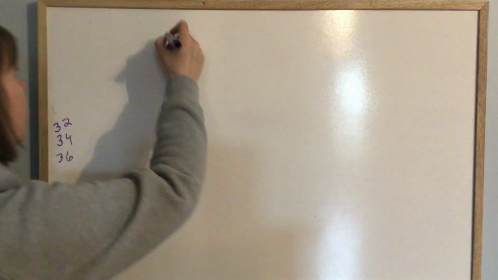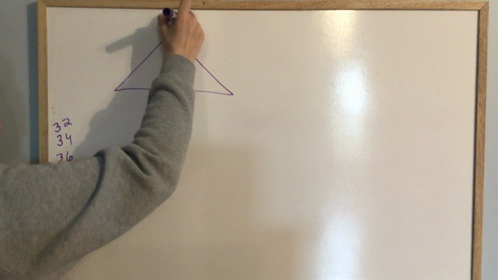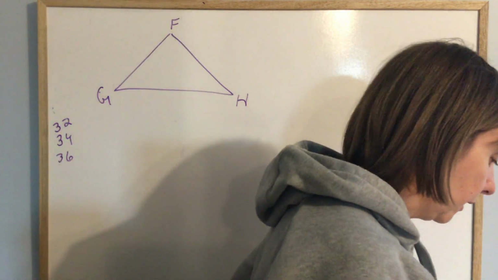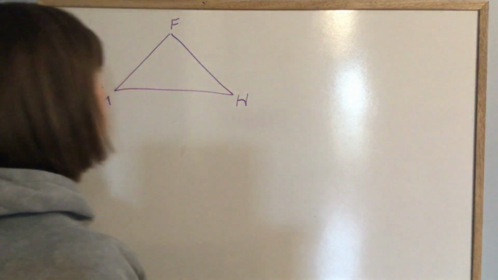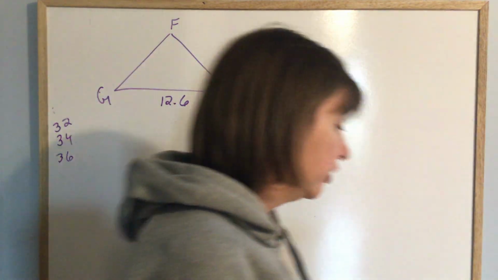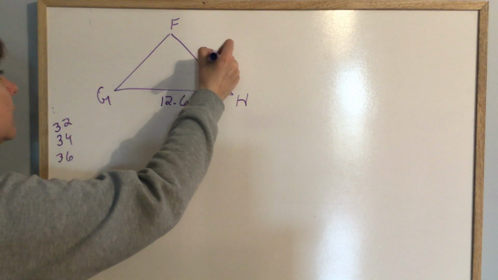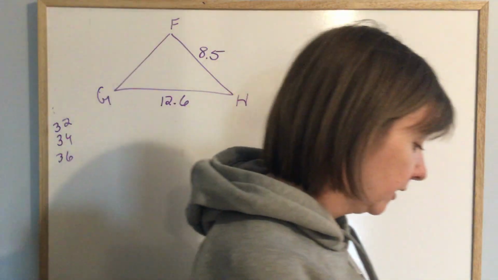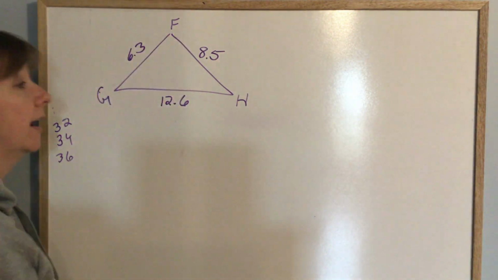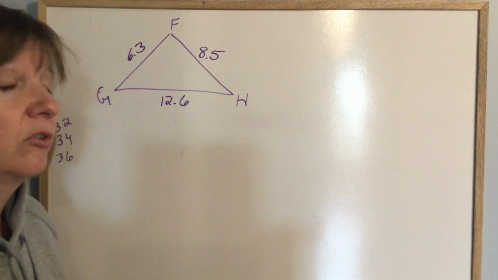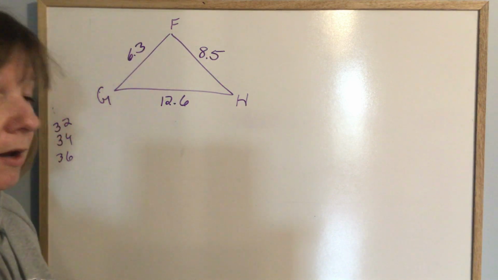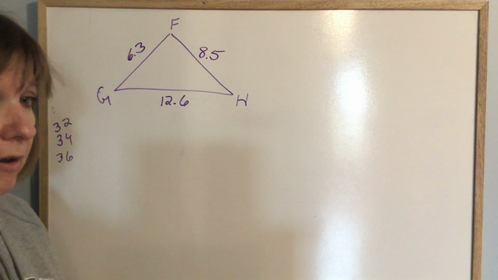So we have triangle FGH. Side F is 12.6. Side G is 8.5. I have a bad feeling about this. And side H is 6.3. And I have a bad feeling about this because I cannot use law of sines because I do not know both the angle and the side about any specific letter.